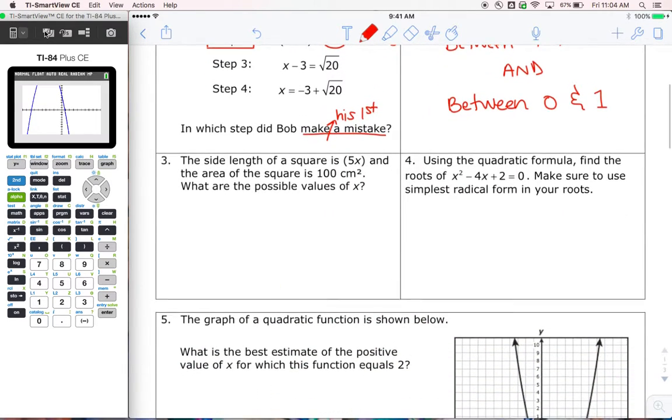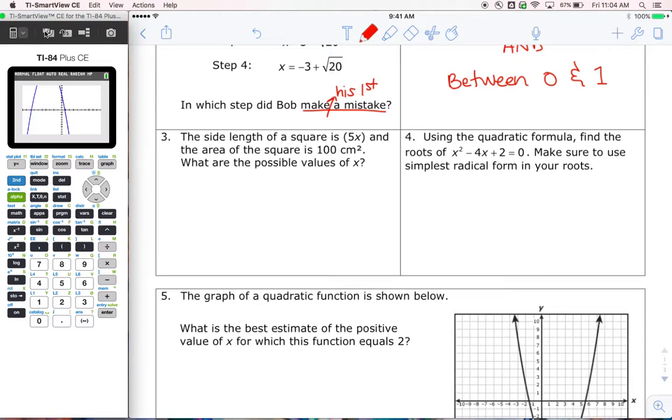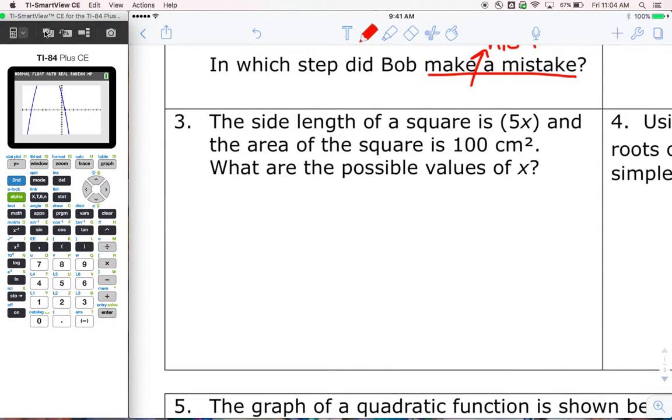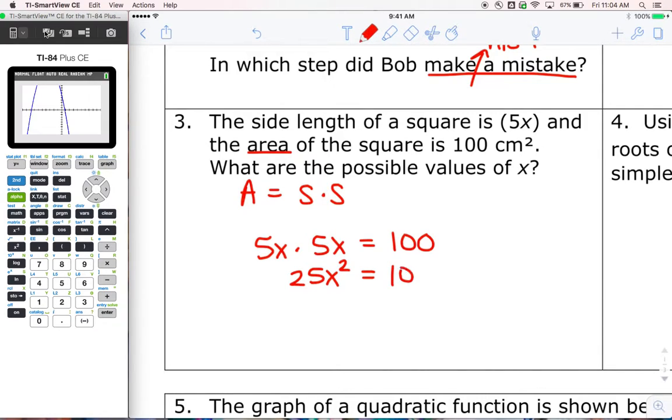The side length of a square is 5x, and the area of the square is 100 centimeters squared. What are the possible values of x? Well, we're talking about area, so we definitely know that area is equal to length times width. Or I guess if it's a square, they're the same length, aren't they? So I could say side times side. So I'm going to say 5x times 5x, right? It's a square, they're the same, is equal to 100. Well, let's clean this up. This is 25x squared is equal to 100.